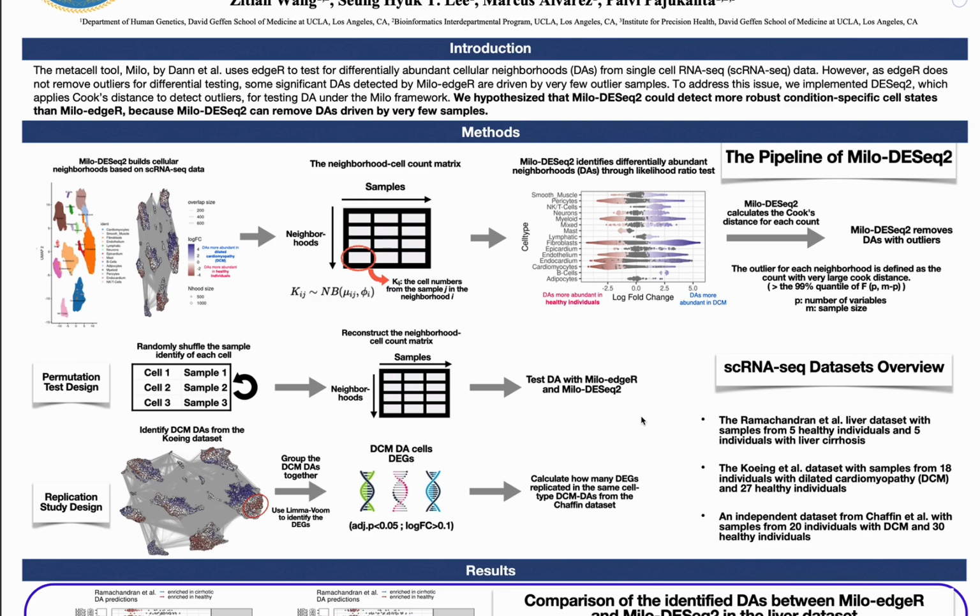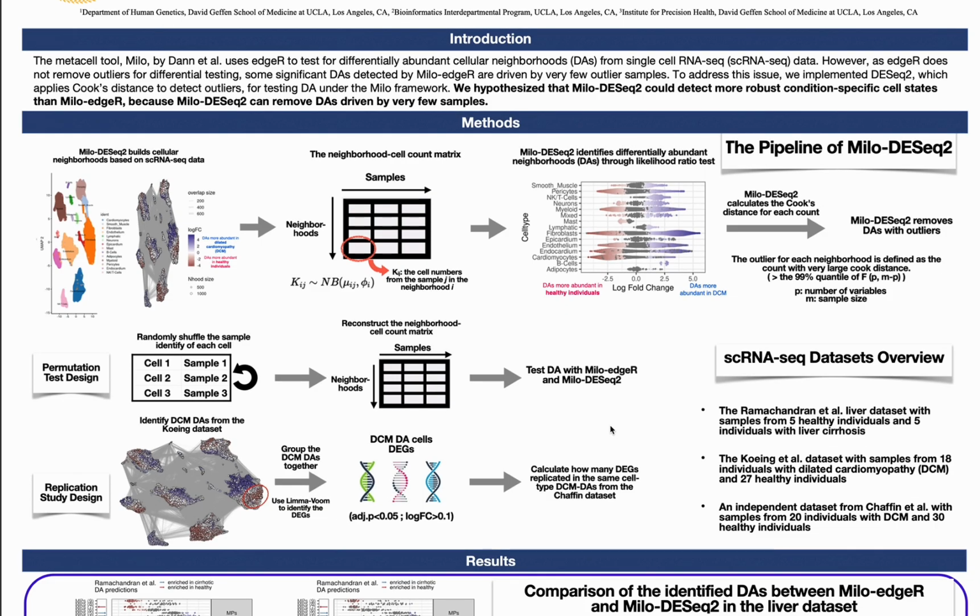To evaluate Milo-HR and Milo-DESeq2, we designed two analyses. For the permutation analysis, in each permutation, we randomly shuffled the sample identity of each cell, reconstructed the neighborhood cell count matrix, and tested the DAs with both methods.